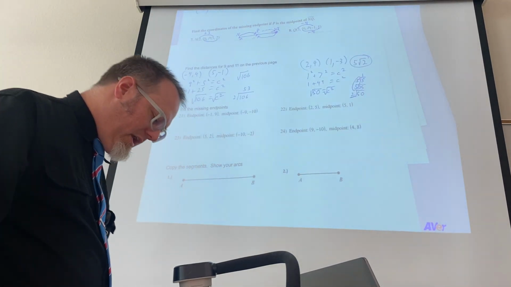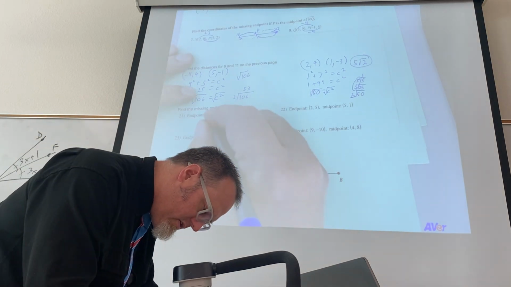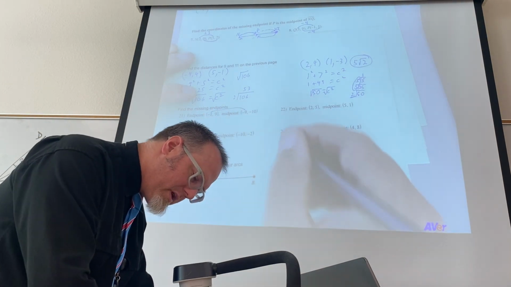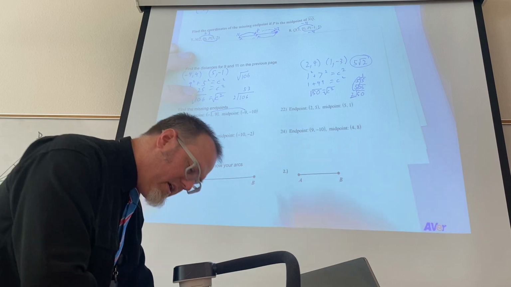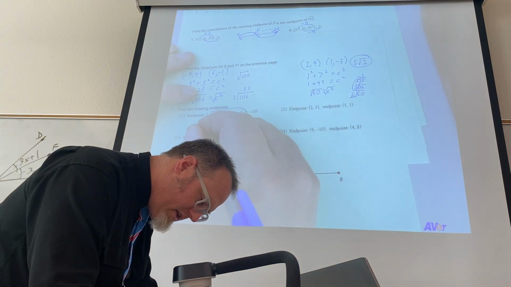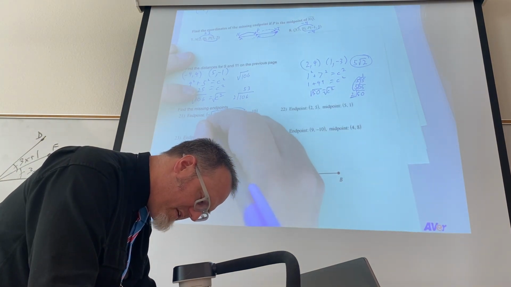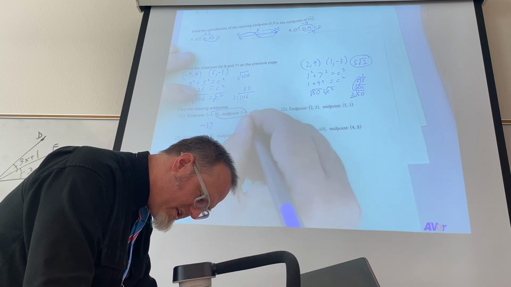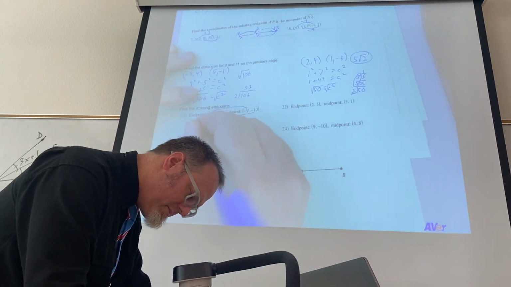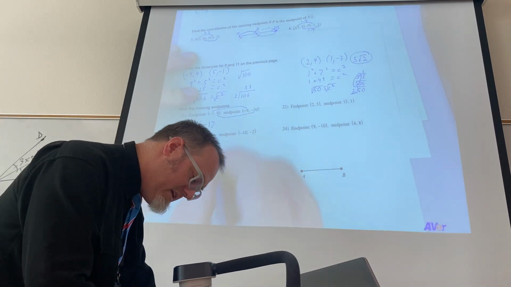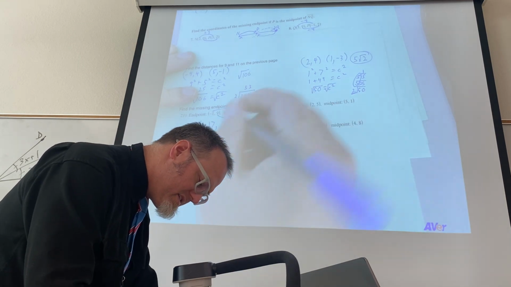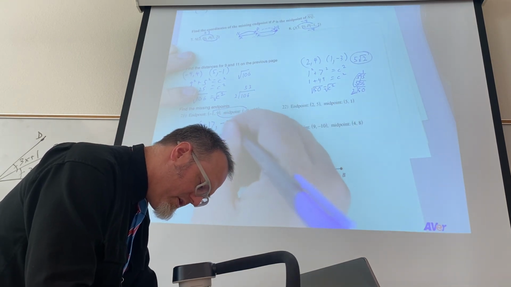Find the missing endpoint. From -1 to -9, I would subtract 8. So if I subtract 8 again, I would get -17. From 9 to -10, I'm subtracting 19. So if I subtract 19 again, I would get -29.